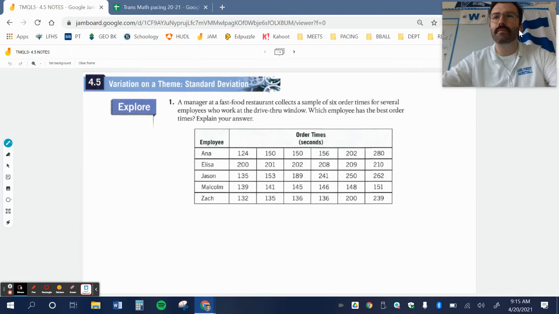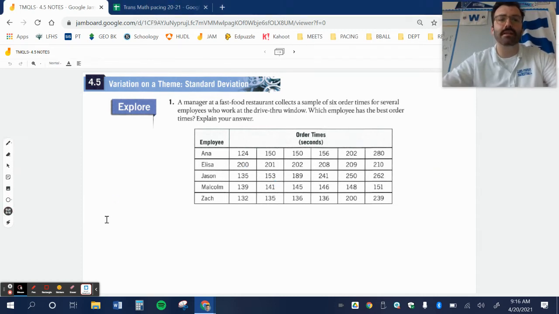Okay, what's our first question say? It says a manager of a fast food restaurant collects a sample of 6 orders for several employees who work in a drive-through window. Which employee has the best order times? Explain your answer. So I want you to take a minute and think about this. Your answers are going to vary. There's no 100% right answer or 100% wrong answer here. But just look at the data and see if you can come up with an answer for that question.